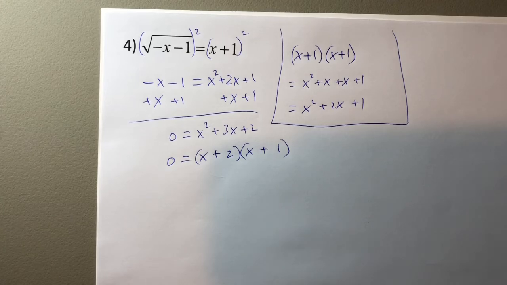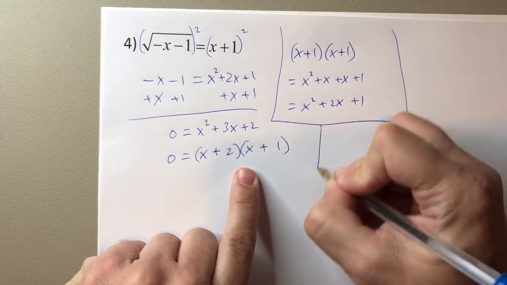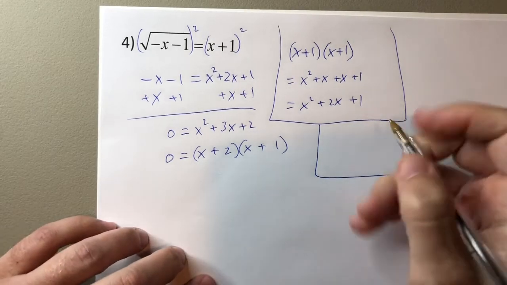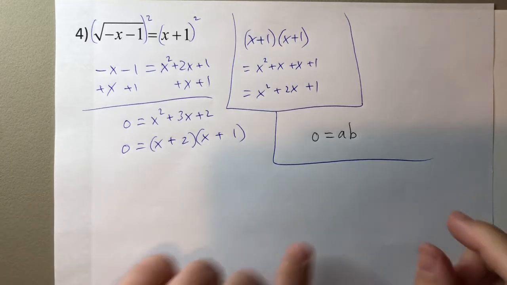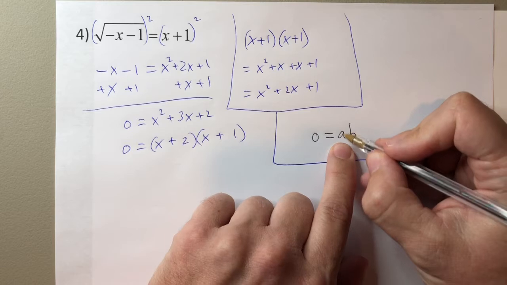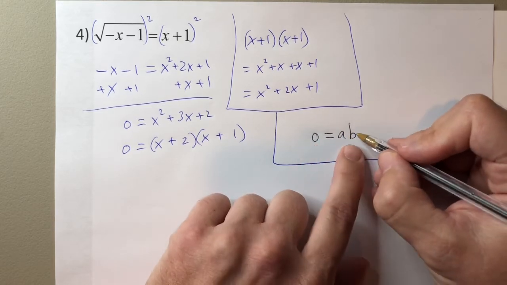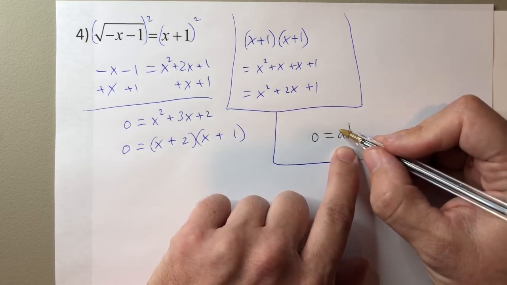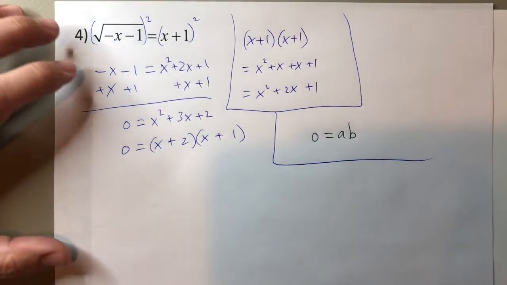Okay. So does it make sense that if you have something like this, in other words, if you had 0 is equal to a times b, would this be true if a is equal to 0? If a is 0, 0 times anything is 0, right? Yeah. Would it also work if b is 0? Yeah, if b is 0, 0 times anything is going to give us a result of 0. So this is actually called the zero product property that we're looking at right now.